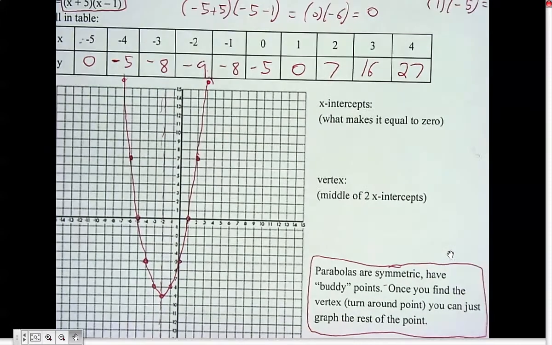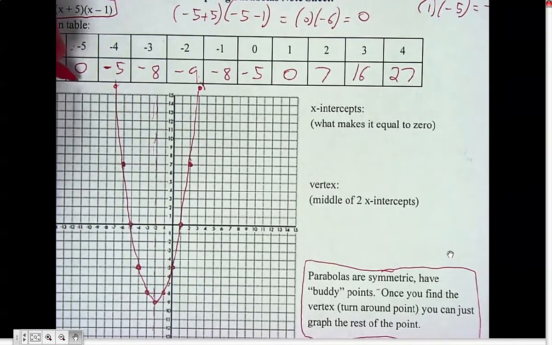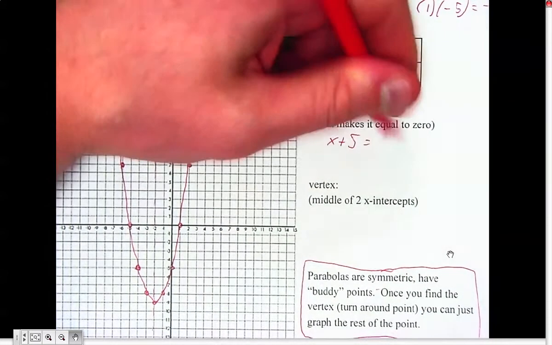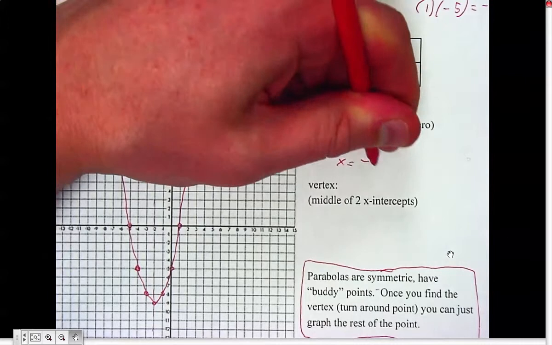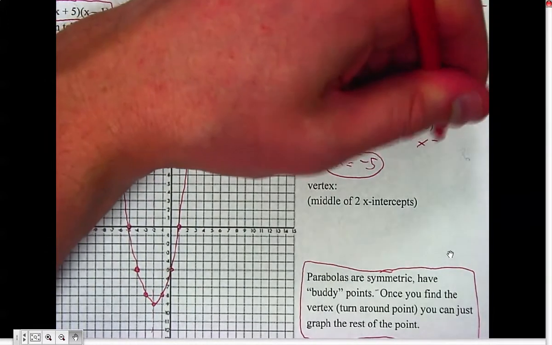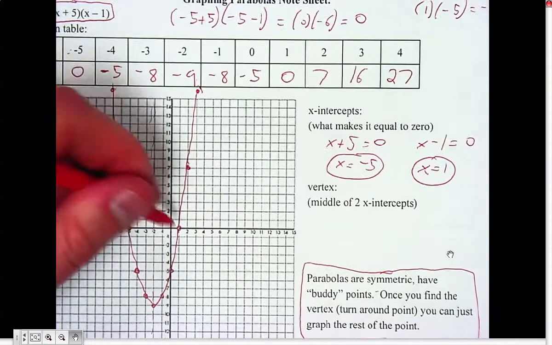A couple other things. X-intercepts are what makes y equal to 0, and so we see them on our table. It also comes from setting the two factors equal to 0. So we get x-intercept of -5. That makes sense. There it is on the graph. And we have x minus 1 equals 0. We get x equals 1. Also matches up on the graph.